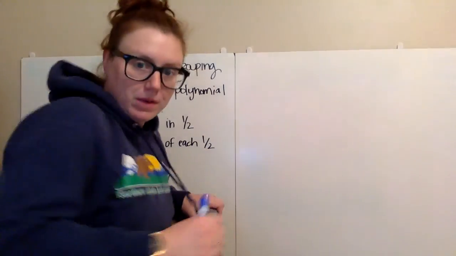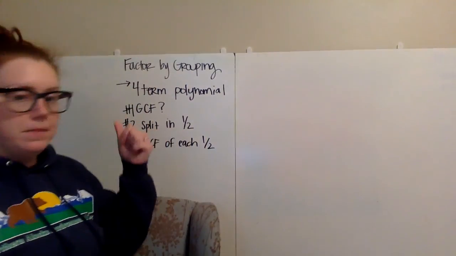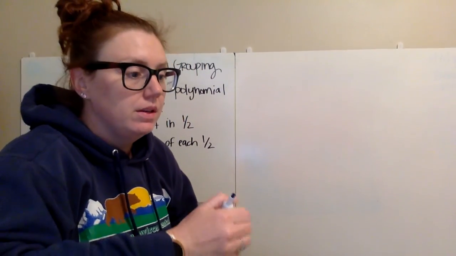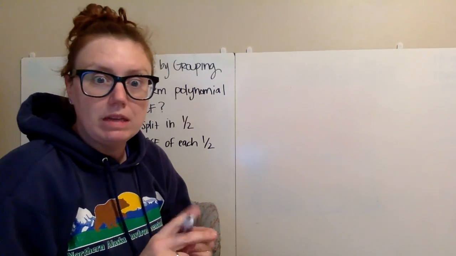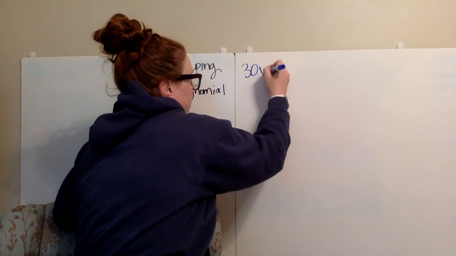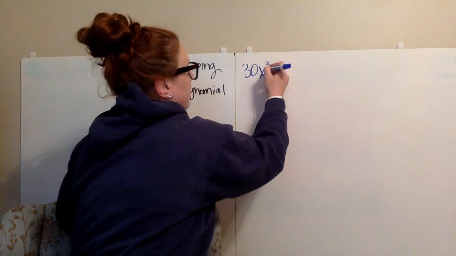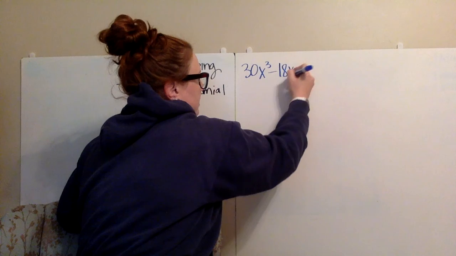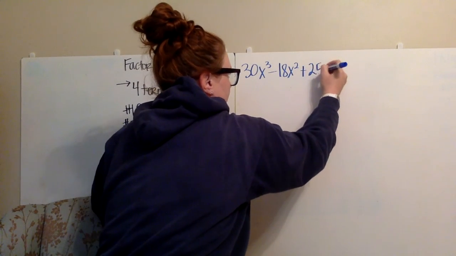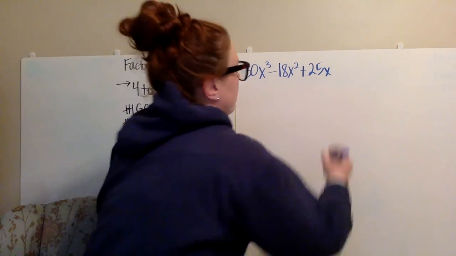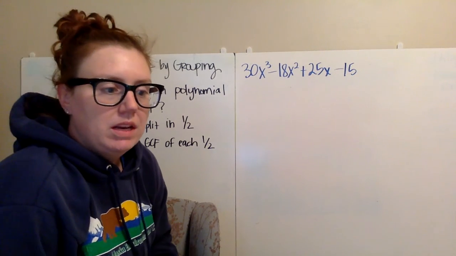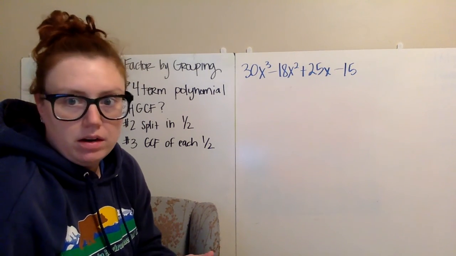All right, so my first problem that I'm going to do, and these are our steps that we're going through. And have your factor squares so that you can have a little bit of ease in doing these. So we're going to look at 30x to the third minus 18x squared plus 25x minus 15. So I'm going to look and I'm going to see, does anything share a common factor?